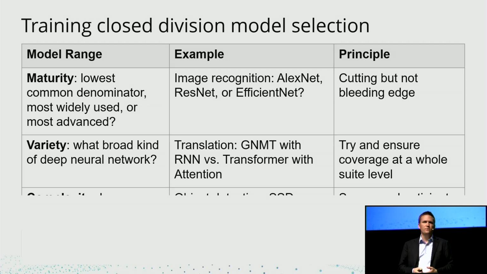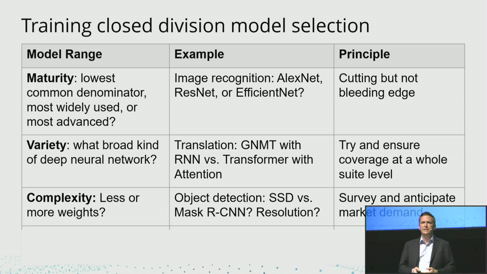What variety of ML model are we interested in? Several different ways of solving the same problem. To do translation, you could use RNNs or you could use attention. And we try and ensure coverage at a suite level. So we may not cover it for the same task, but across the suite, we'd like to have some representative examples of different varieties.